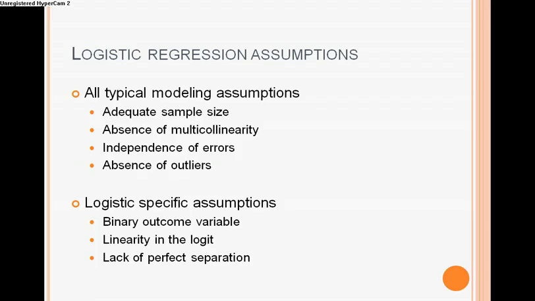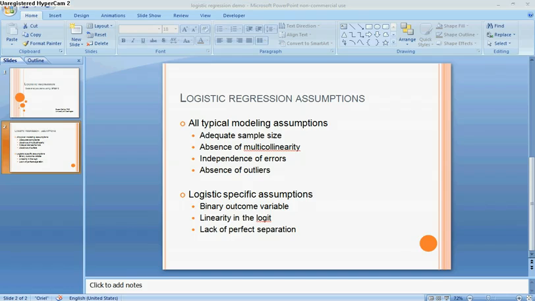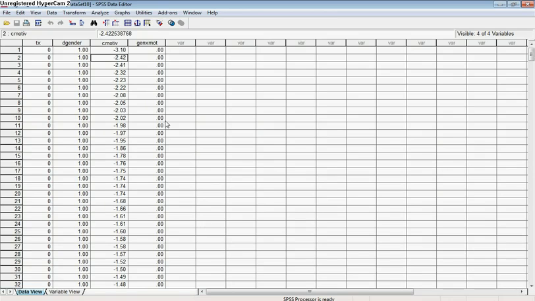You also need to have a lack of perfect separation between your two groups that make up the binary outcome variable. So that's also really important. You can't have predictors that completely separate those two options. So those are the main assumptions, just touching on them briefly, and I'll take you to our data set.